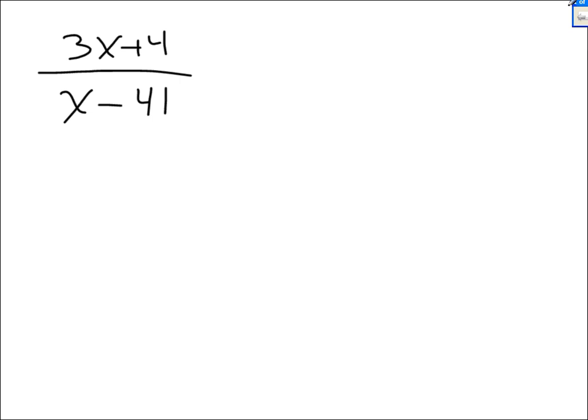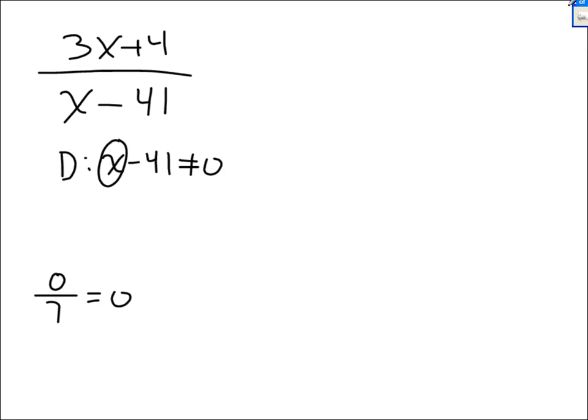The numerator can be anything. It can be 0, and 0 over 7 is 0. It's well defined. You just can't divide by 0. Whatever is in the denominator can't be 0, and we should solve this non-equality for x. If you don't want 0, then these two numbers shouldn't be the same, because when you subtract the same numbers, bingo, you get 0. So just don't let x be 41. And there's the final answer.